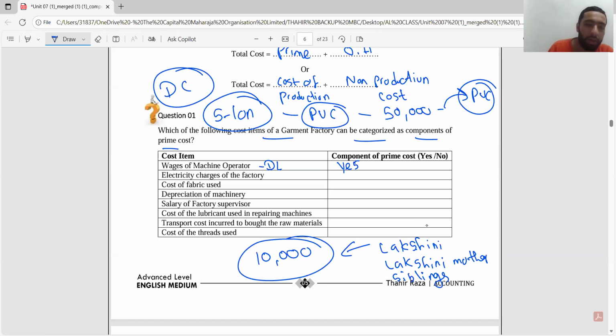So that is why this is an indirect other cost. So this is no. Understood? Ashini, is everything okay?